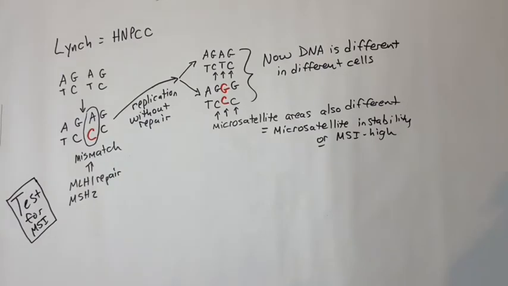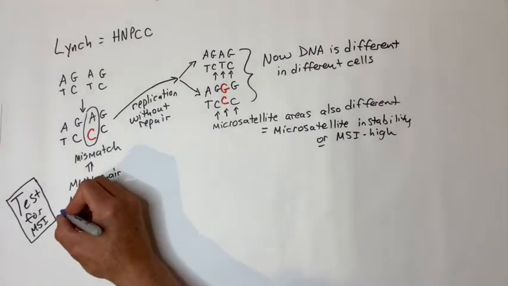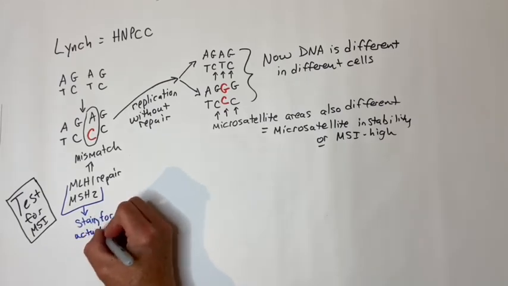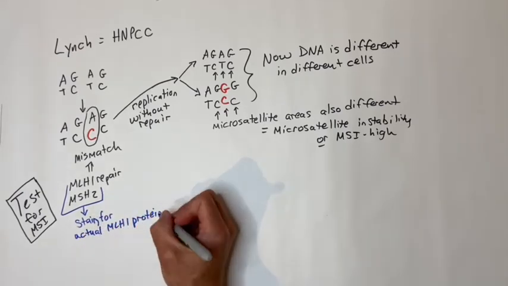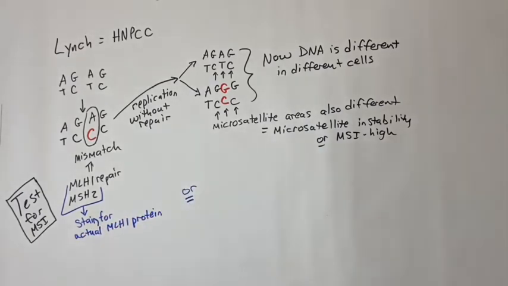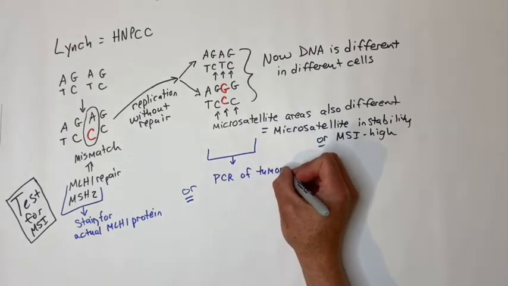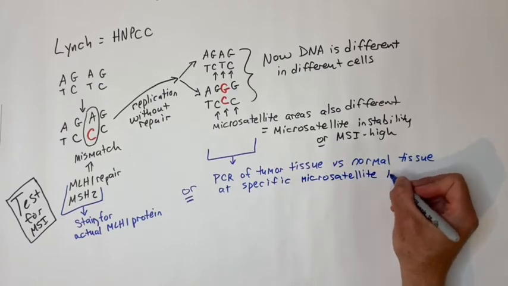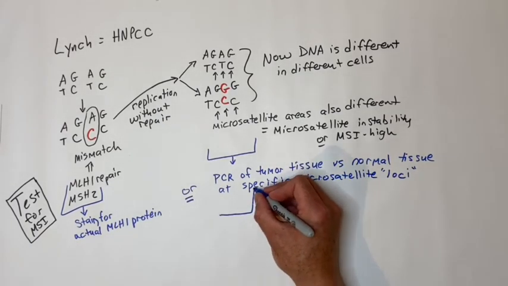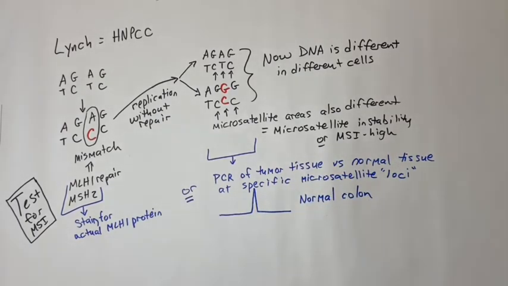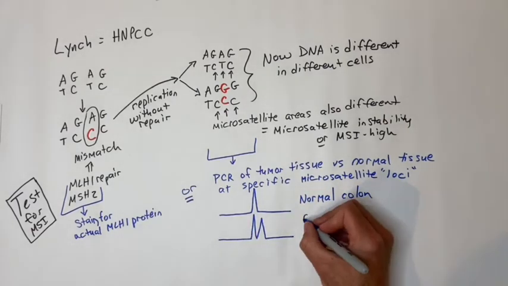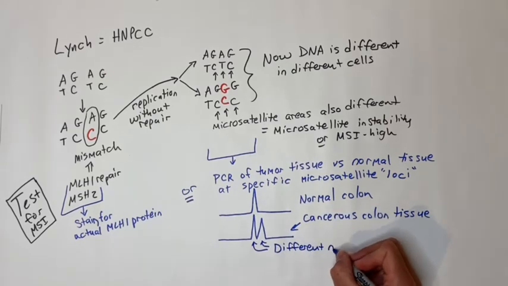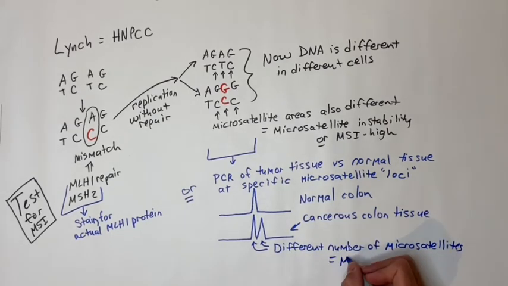This is tested for in 2 ways. One is to do immunostains for the actual proteins like MLH1 and MSH2. The other is to do PCR of tumor tissue versus normal colon tissue and compare the two, looking at a specific microsatellite area called a loci. Colon cancer tissue will have different microsatellite counts on PCR as compared to normal colon tissue from the same person. So this would be showing a MSI high colon cancer.